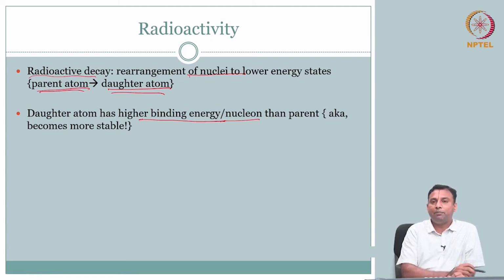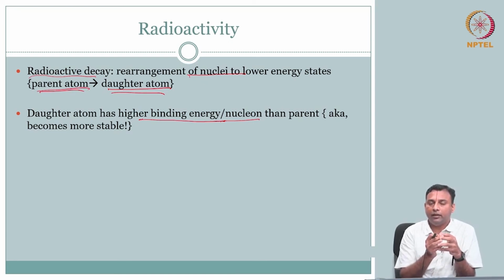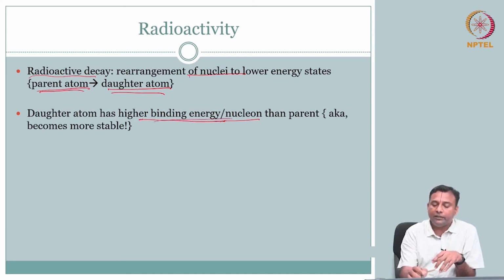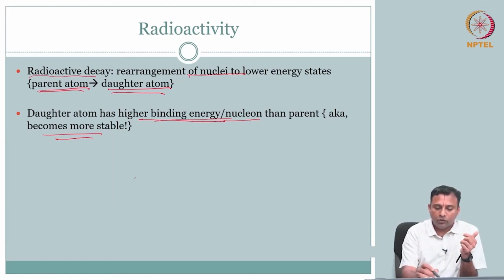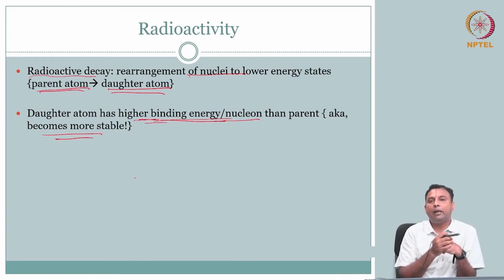Remember the other concept we talked about, binding energy per nucleon. You can also view it like that. If you have more binding energy per nucleon, then it tends to be at a lower energy state. So the daughter atom has higher binding energy per nucleon, and therefore it is more stable. So when the parent atom decays, you get a daughter atom, and the daughter atom is more stable, meaning you can think of it as having higher binding energy per nucleon. So this rearrangement takes place.